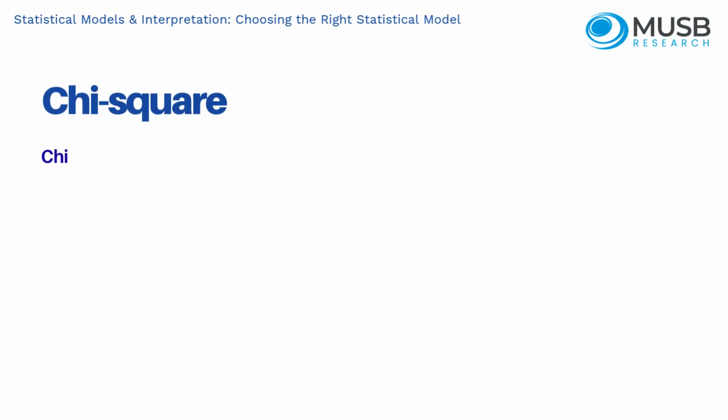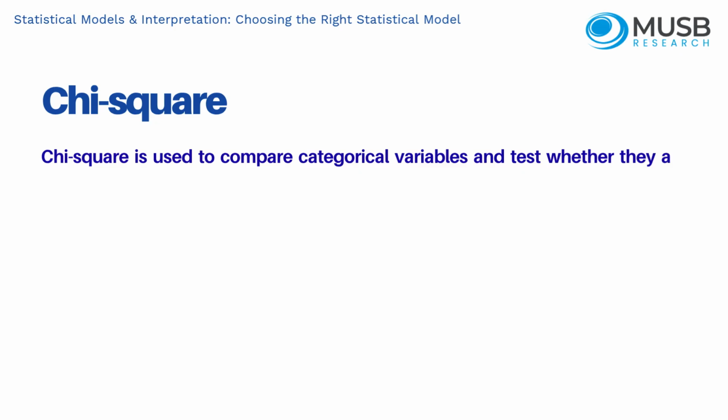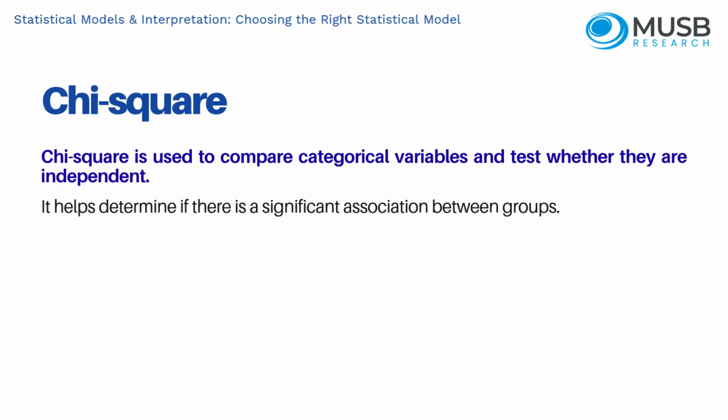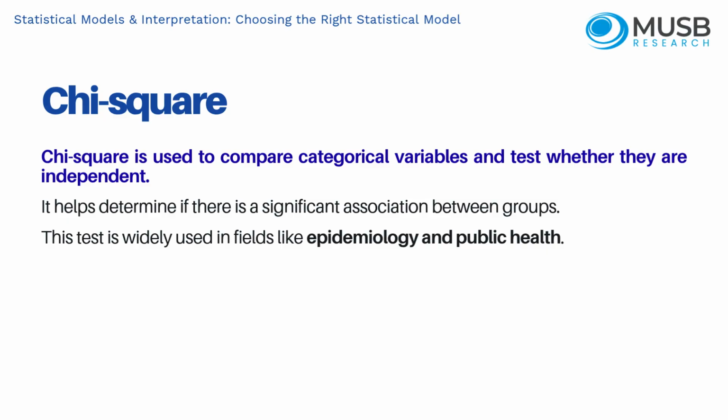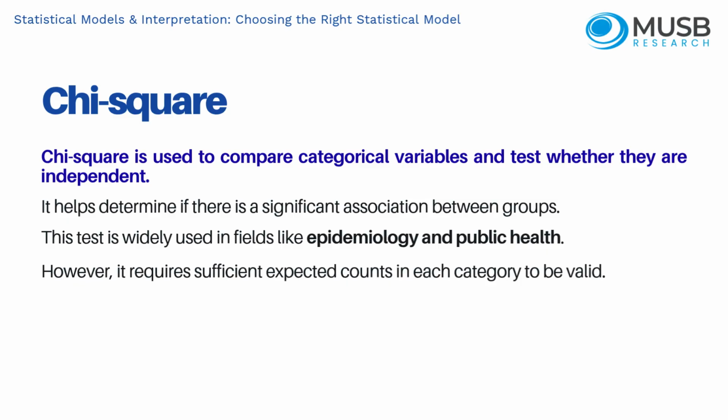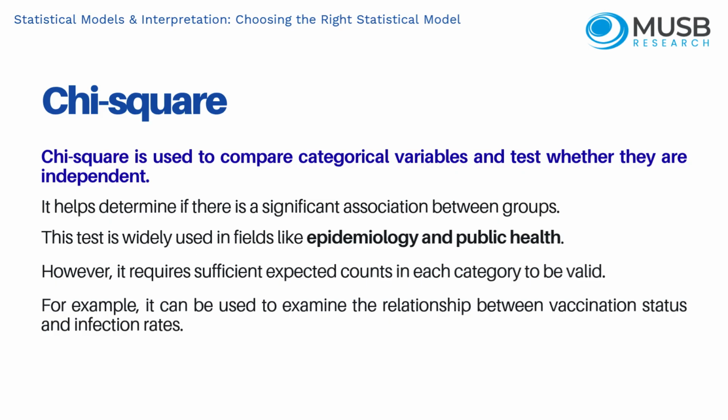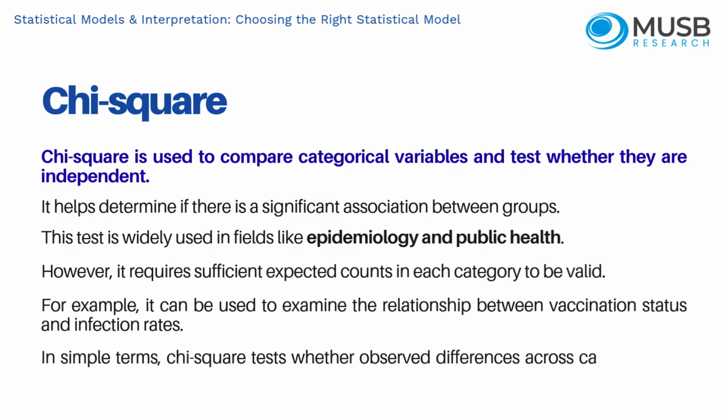Chi-square. Chi-square is used to compare categorical variables and test whether they are independent. It helps determine if there is a significant association between groups. This test is widely used in fields like epidemiology and public health. However, it requires sufficient expected counts in each category to be valid. For example, it can be used to examine the relationship between vaccination status and infection rates. In simple terms, chi-square tests whether observed differences across categories are meaningful or due to chance.